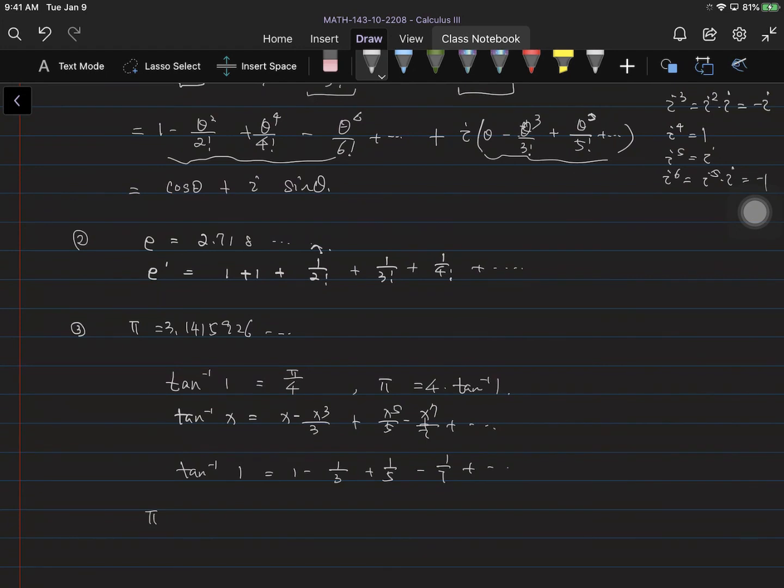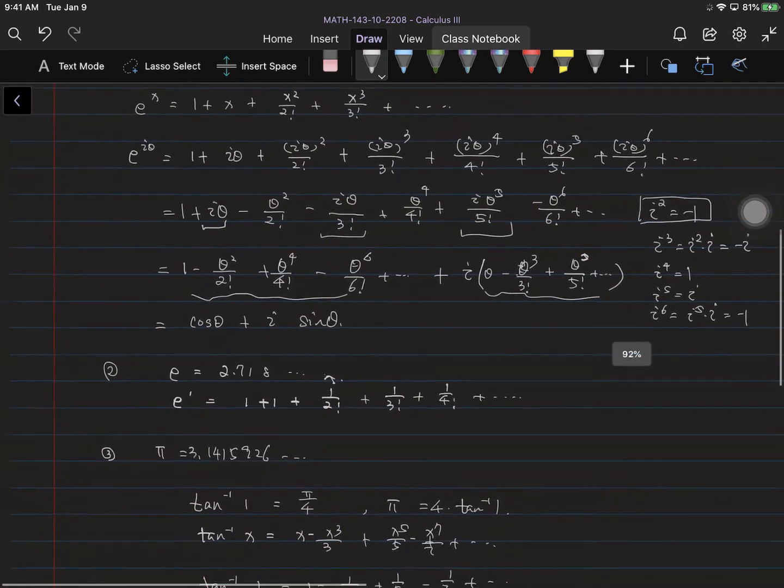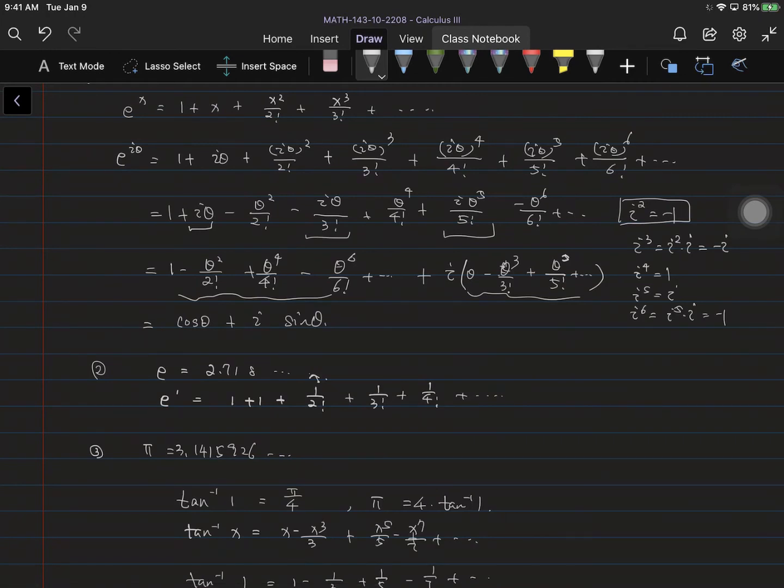So actually, what is pi? Pi is just 4 times this number. More terms, more accurate. Okay, and this is almost 3.14. This is how we get the numbers pi and e. Is that interesting? So definitely in the future you may see other applications, but right now that's what we need to know. So this is the last section in the series chapter. Our first midterm will cover up to this section. Okay, we can stop here.